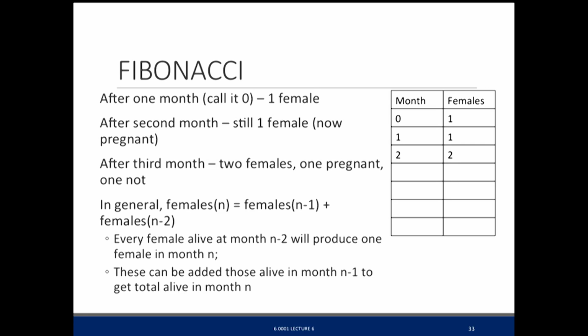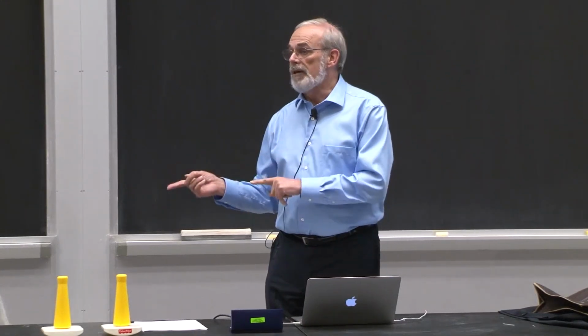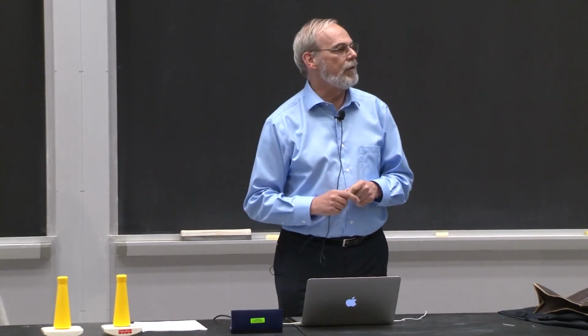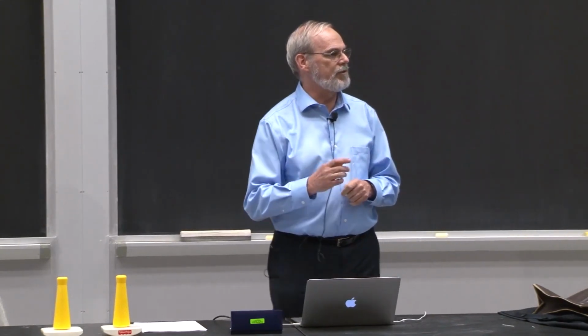So this is a little different. This is now the number of females at month n is the number of females at month n-1 plus the number of females at month n-2. So 2 recursive calls, but with different arguments. Different from Towers of Hanoi, where there were 2 recursive calls, but with the same size problem.